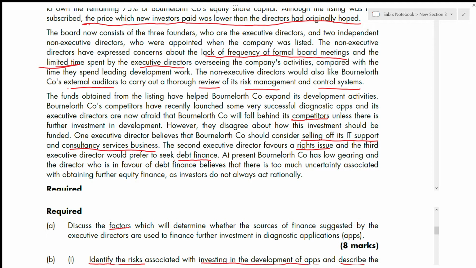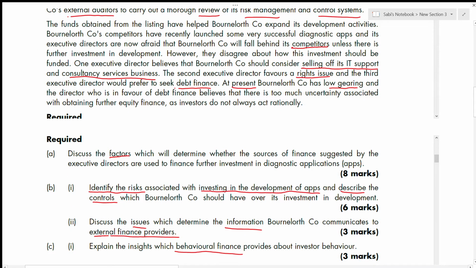Right? At present, they have a low gearing. So at present, you should understand what they have. They have a low gearing. And the director who is in favor of debt finance believes that there's too much uncertainty associated with obtaining further equity finance as investors do not always act rationally. That's why we learn behavioral finance, because it means they don't act rationally. Now, the first requirement is we have to discuss the factors which determine whether the sources of finance suggested by the executive directors are suitable to finance the further investment in diagnostic apps.